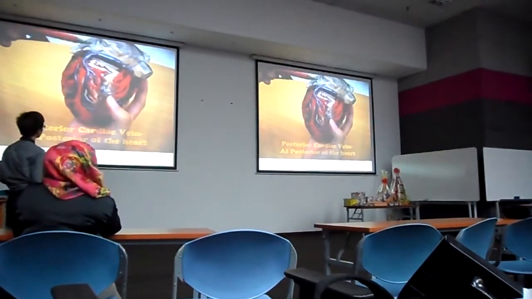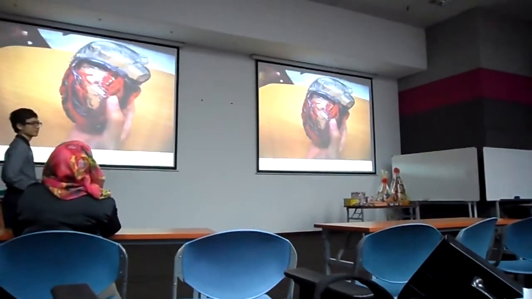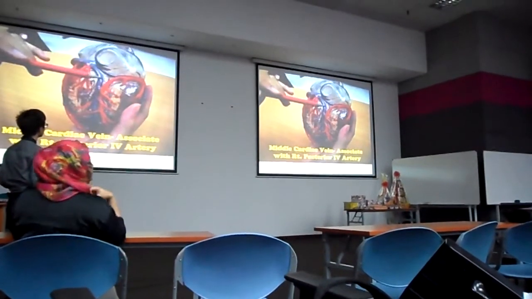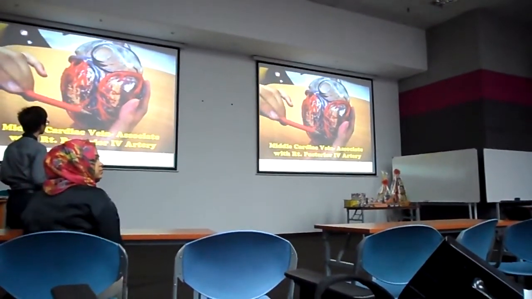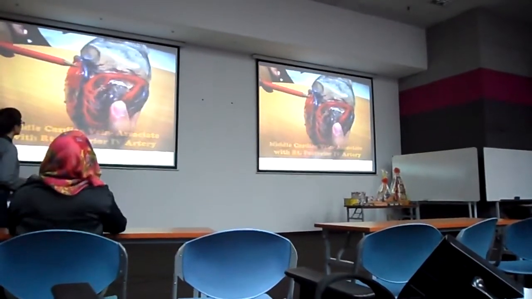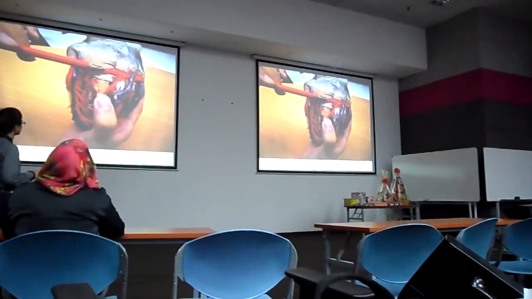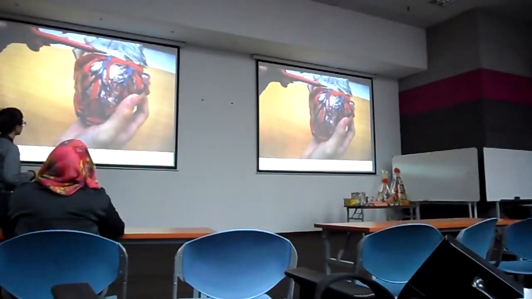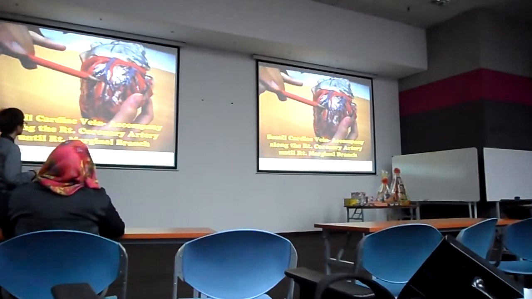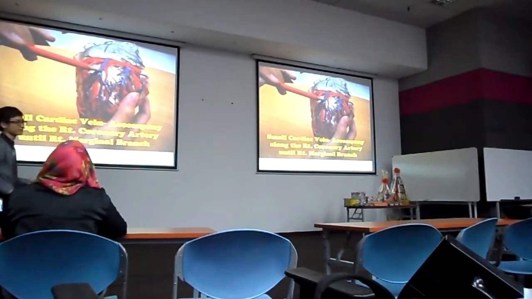As the posterior side, this is called the posterior cardiac vein. The third branch is associated with the posterior interventricular artery. This is called the middle cardiac vein. And the last major tributaries that associate with the right coronary artery and travel along to the right marginal border. This is called the small cardiac vein.